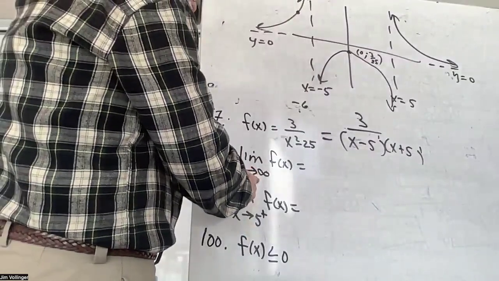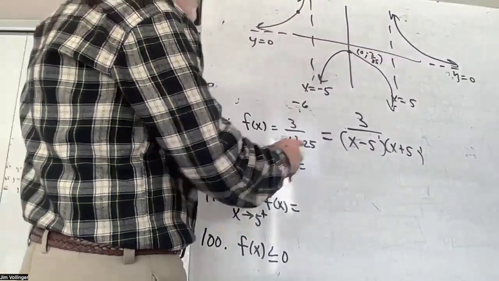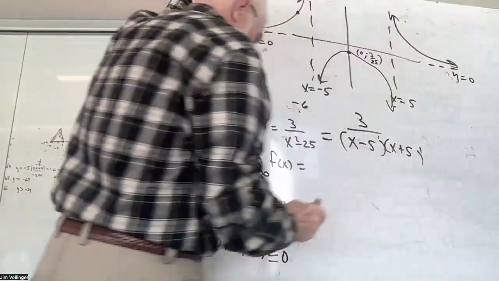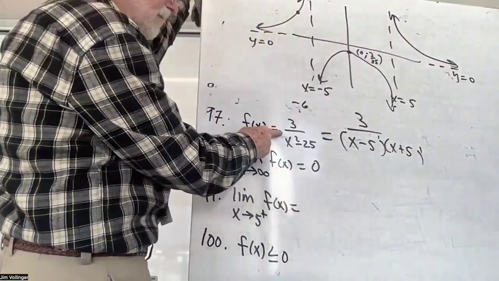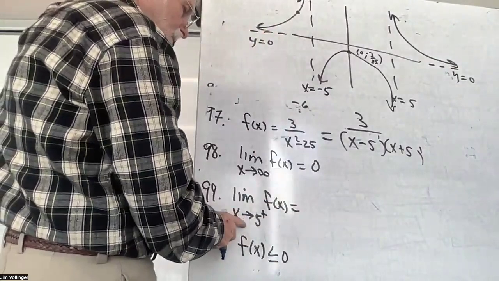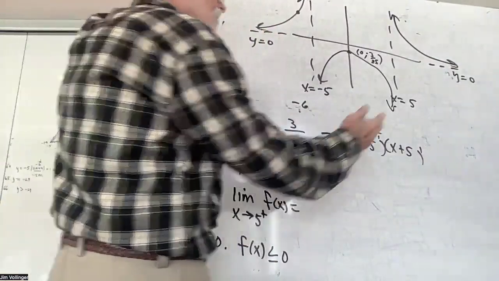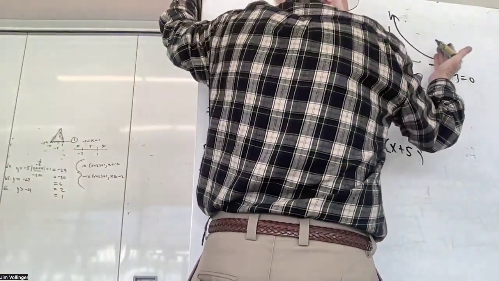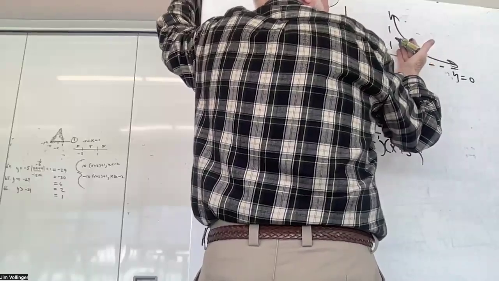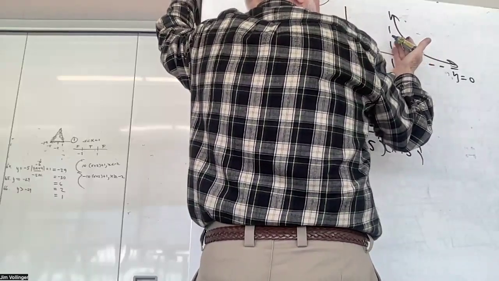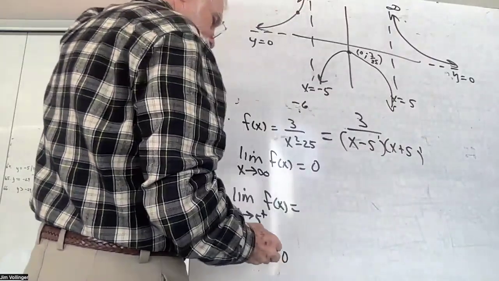So when am I going to infinity? As x goes to infinity, I'm heading to 0. We can see that right from the get-go, I hope. And what about 5 from the right? As I come in from 5, 10, 9, 8, 7, 6, 5.5, 5.1, 5.01, I'm going to infinity.